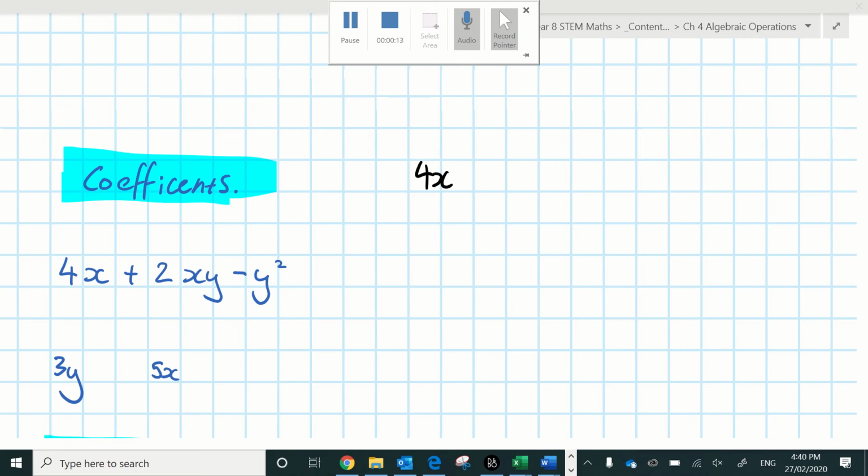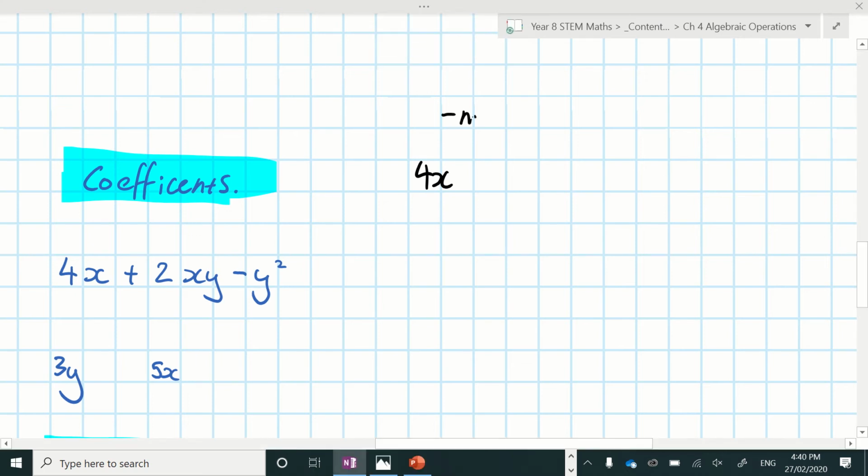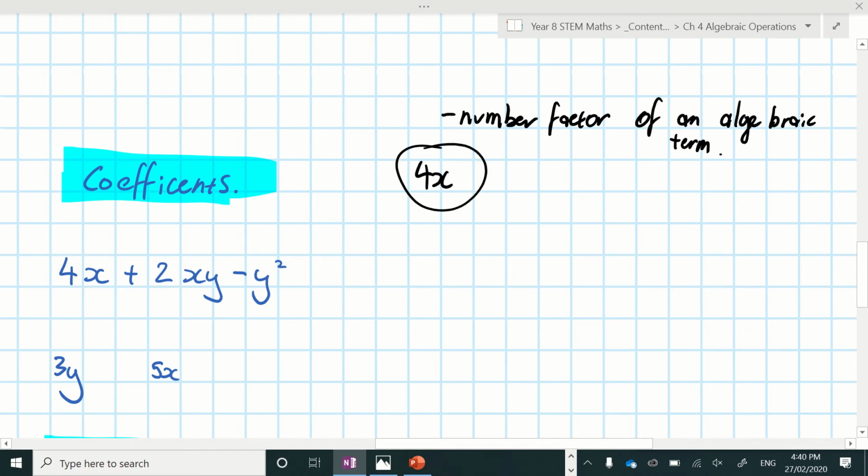So what is a coefficient? It is the number factor of an algebraic term. So what does this mean? This means that the number factor, we'll start with the 4x equation just here.